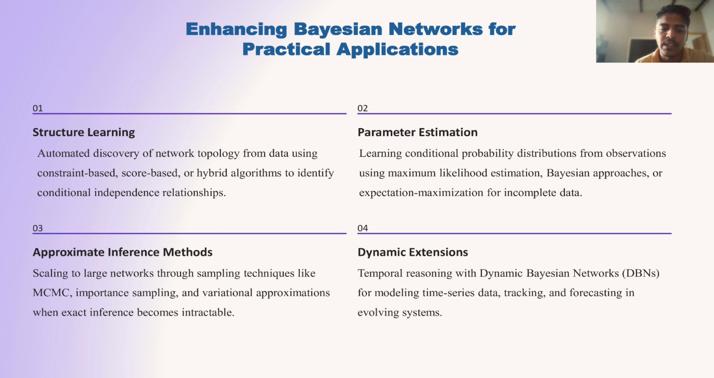Approximate inference methods: scaling to large networks through sampling techniques like MCMC, importance sampling, and variational approaches when exact inference becomes intractable. Dynamic inference: temporal reasoning with dynamic Bayesian networks for modeling time series data, tracking and forecasting in evolving systems.